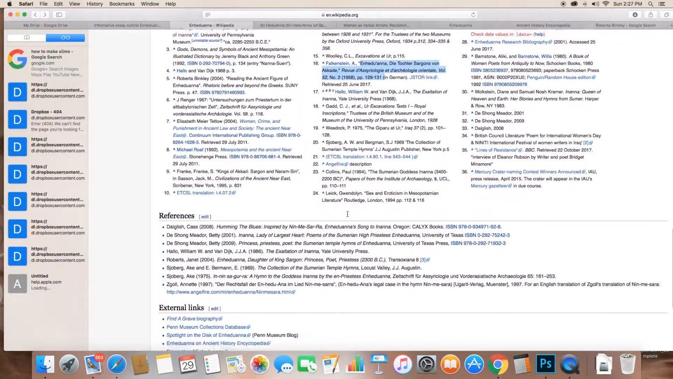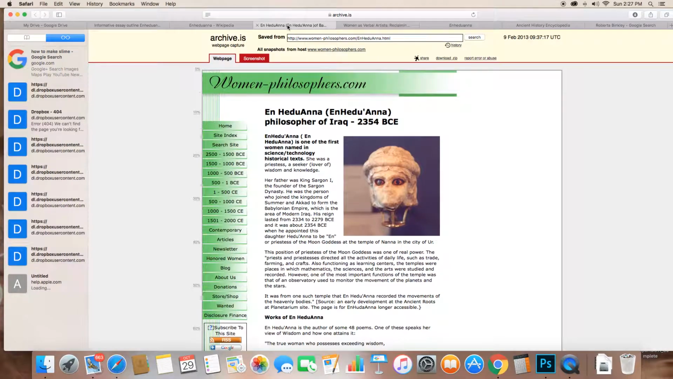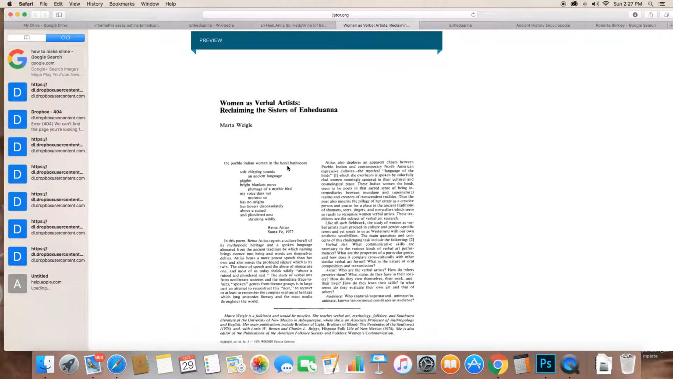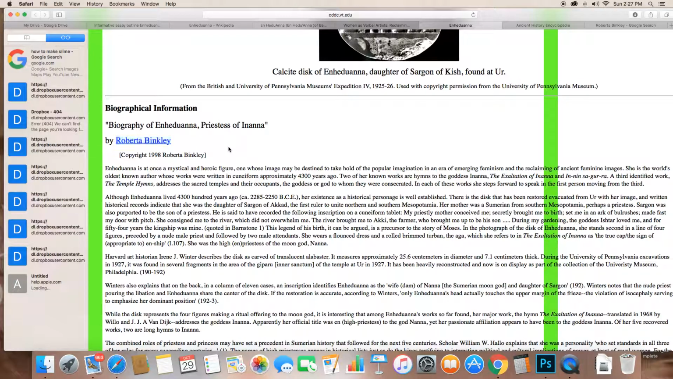However, I did find several pretty useful pieces of information. Here is one. This researcher is mentioned in the body of my text, and she's talking about the influence of Enheduanna on modern feminism.